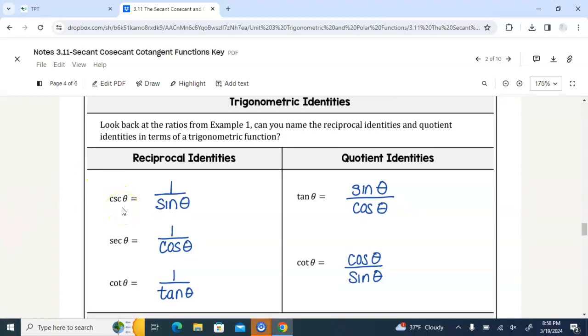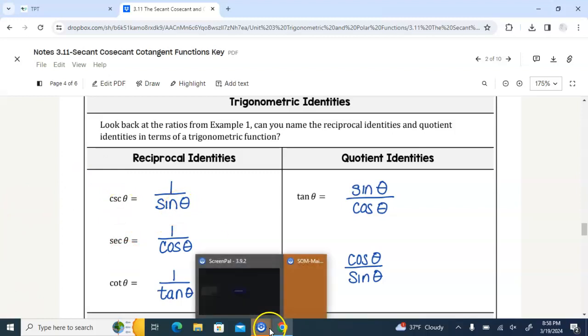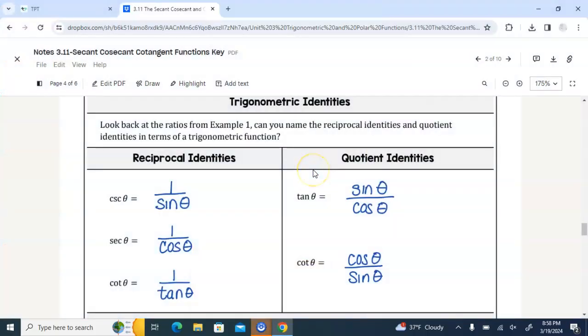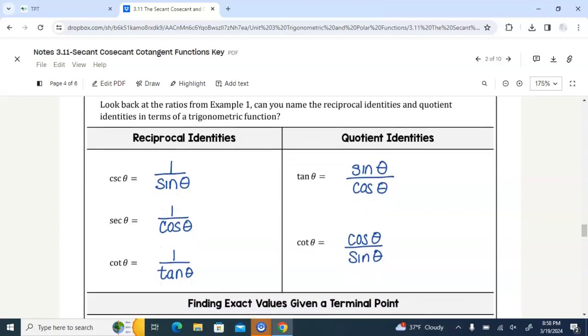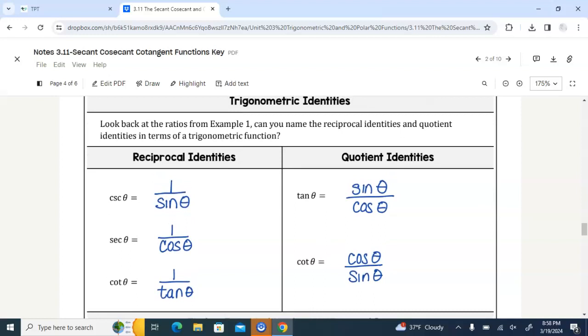Whenever you see cosecant, that's the same thing as 1 over sine. Whenever you see secant, that's 1 over cosine, and cotangent is 1 over tan. Also remember, tangent is sine over cosine. That's something we're going to start using a lot soon. So for cotangent, the cosine is on top. Anything too scary here? These are just things we're going to use all the time.